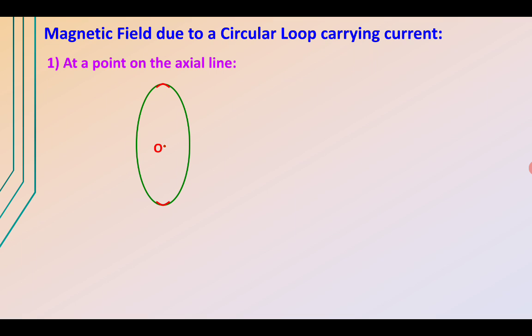So these red arcs represent the current elements, and this represents the diameter, where a is the radius of this circular loop. Let us imagine that current I is flowing through this circular loop in the anti-clockwise direction. Now consider a point P, which is at a distance x on the axial line from the center of this circular loop carrying current.